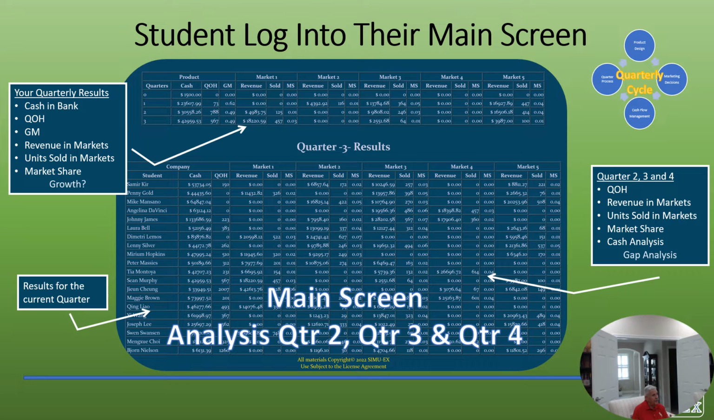Briefly, earlier, on the bottom of your main screen, we now have these 2 tables. The top table, as I indicated, represents growth information. The bottom table represents gap analysis. So as the simulation proceeds through the various quarters, you're going to look at the top table, and the most important parameters here are cash in bank, quantity on hand, gross margin, revenue in each of your markets, units sold, and market share. And your objectives are to see a growth pattern in each quarter.